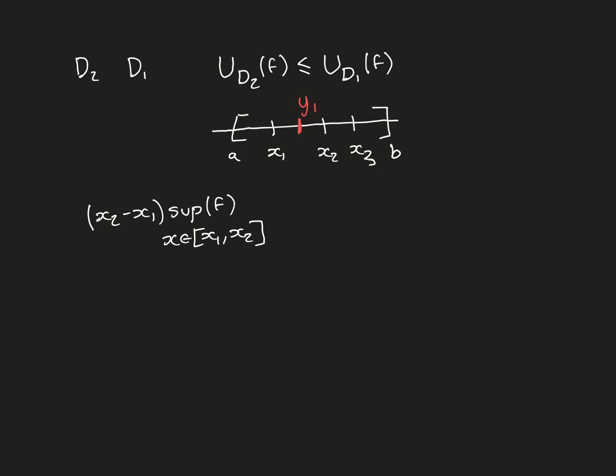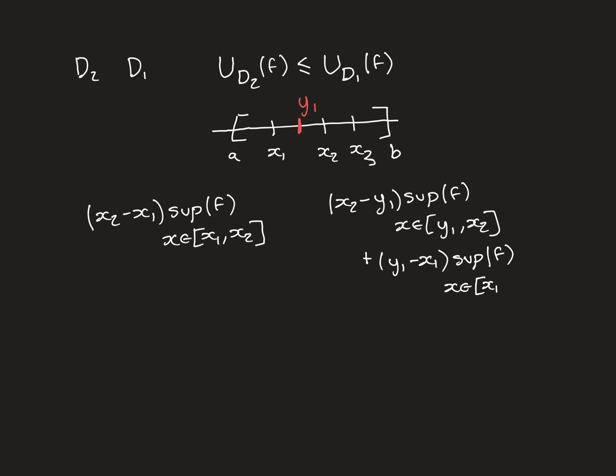Whereas now in the dissection D2, it's going to be x2 minus y1 times the supremum of the values of f where x is an element of y1 to x2. Apologies, I've done the second part of the interval first, and then plus y1 minus x1, which is this length here, times the supremum of values of f, where x is allowed to vary over that interval x1 to y1.